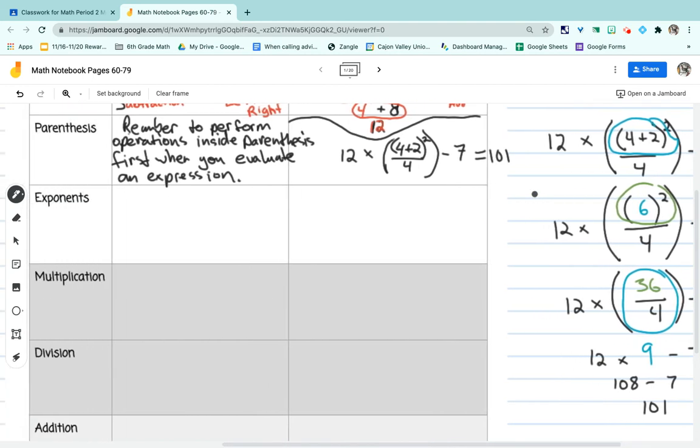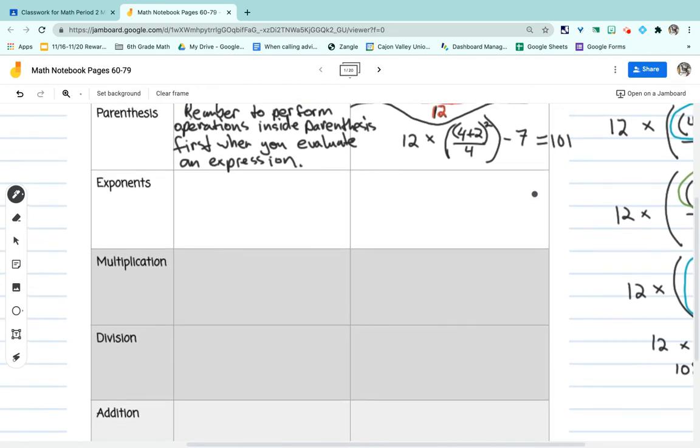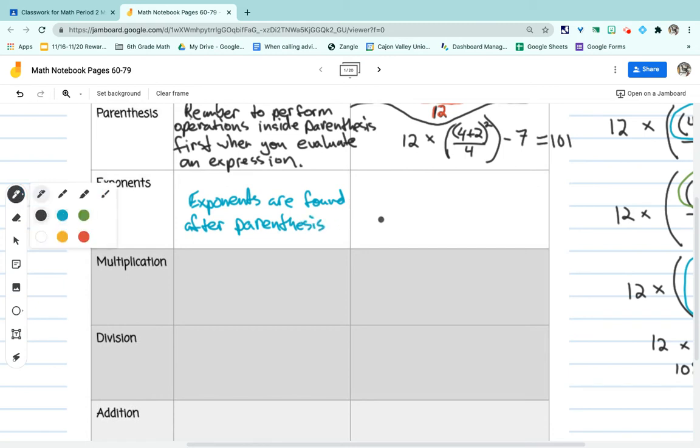Our next is multiplication, or exponents rather. That's the next problem we have here, exponents. So exponents come after parentheses, and I'm just going to write this here in my notes. Exponents are found after parentheses, after solving what's in parentheses, right? Or performing operations inside parentheses. But I'm just going to put after parentheses. Okay, and I have a good example here. Let's do this example.